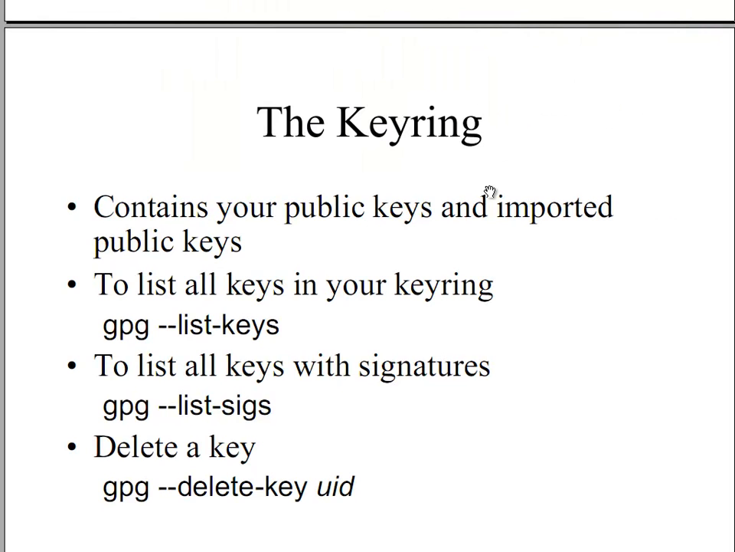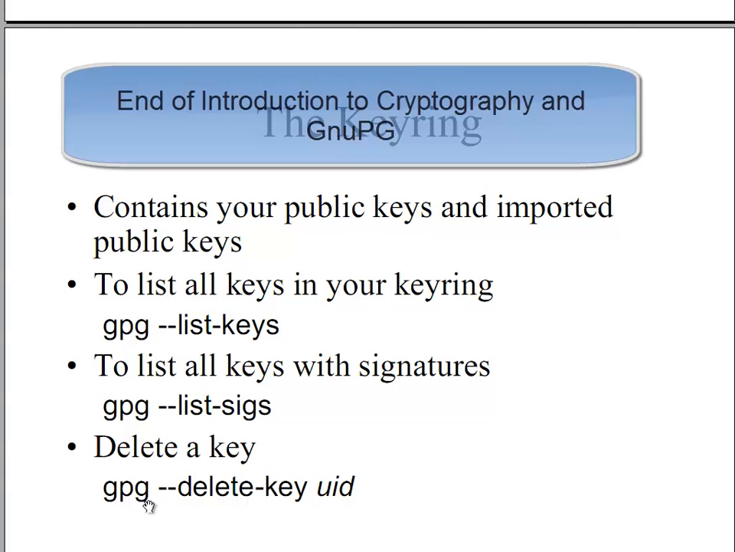So we know we have a public key ring, and we've imported a single public key. If we want to list all the keys in your key ring, we use gpg --list-keys, and it shows all the keys including your secret keys. If we would like to see all the keys with the signatures, that is the keys that other people have signed to indicate a level of trust and authenticity of the key, we can type --list-sigs. If for some reason we want to delete a key, that is, it's no longer being used, we can use this command here.